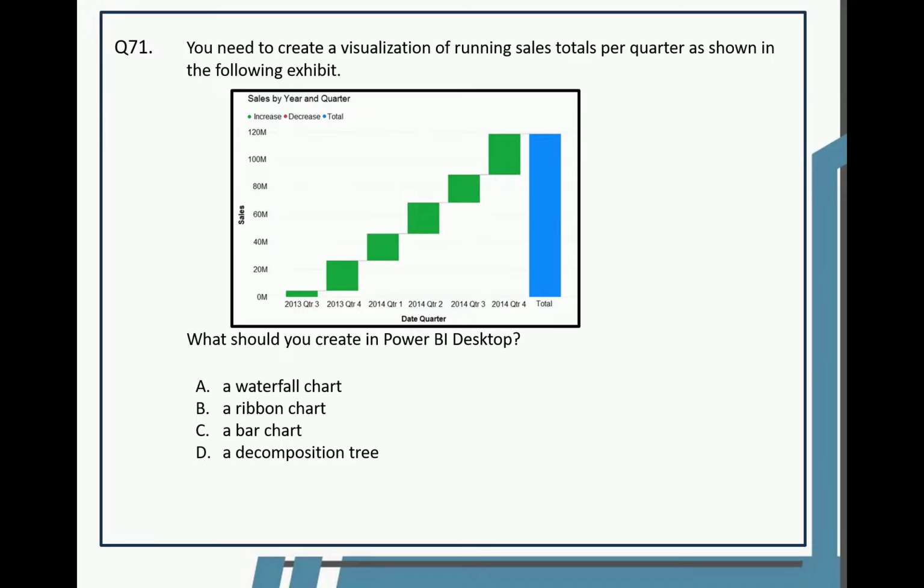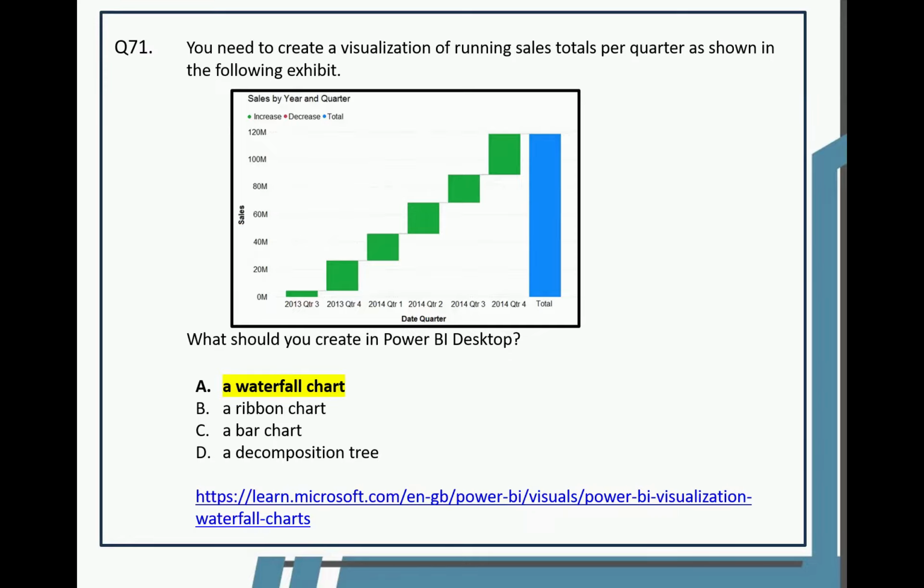Now, folks, waterfall chart shows cumulative increases and decreases, and it is ideal for financial analysis, growth tracking, and incremental changes. Ribbon chart is used to show rank changes over time. Bar chart shows comparisons but not cumulative step-by-step totals. And decomposition tree is used for root cause analysis and drill down analytics.